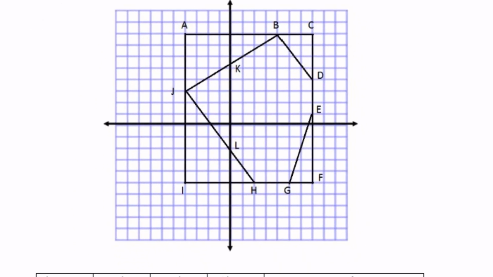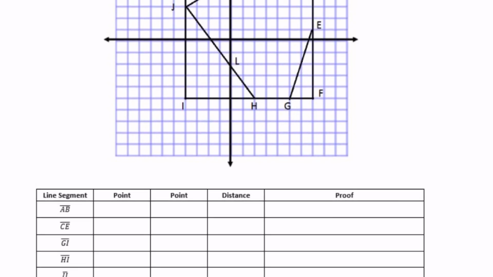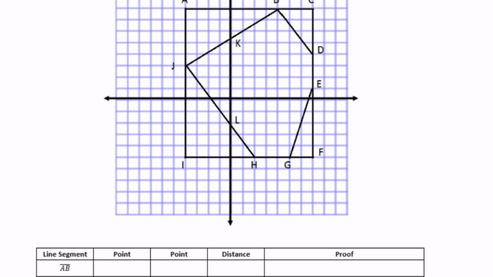Number 4, complete the table using the diagram on the coordinate plane. Okay, so we need to plot the points, or label the points, find their distance, and then prove their distance. So we have line segment AB. So AB is here to here. So A looks like it's at negative 4, and then up 8. So we have negative 4, 8, and then B is at 4, 8.